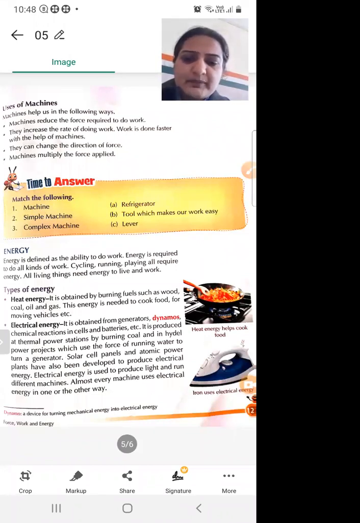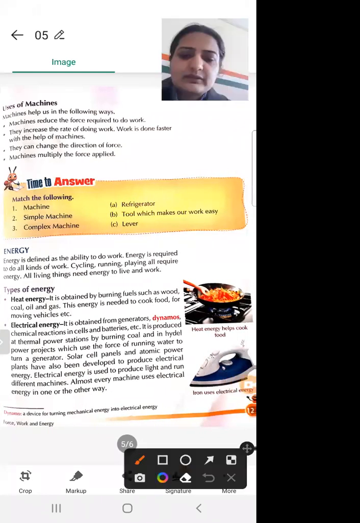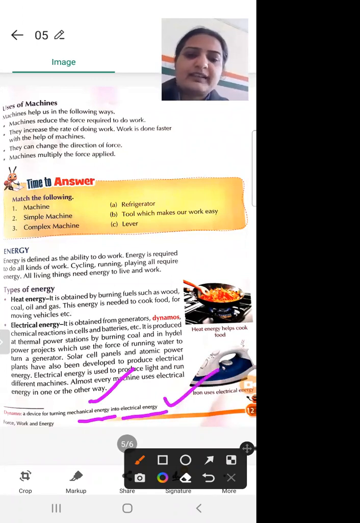So what do you mean by dynamo? It is a device for converting mechanical energy into electrical energy. So what do you mean by dynamo? It is a device used to convert mechanical energy into electrical energy.